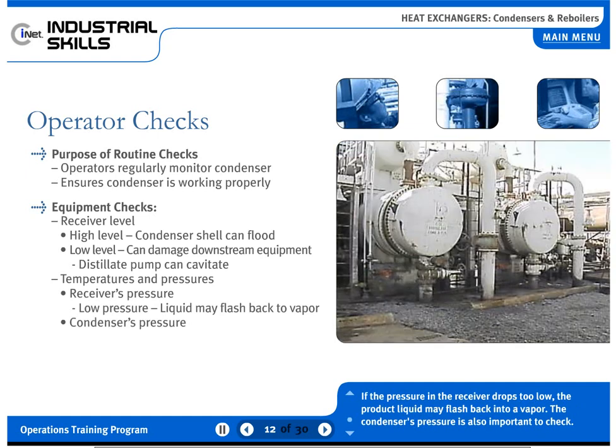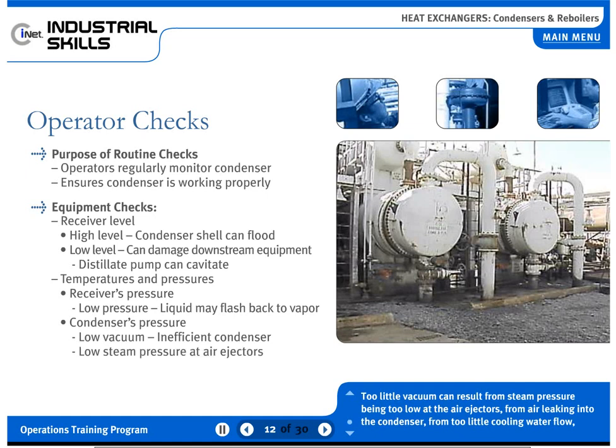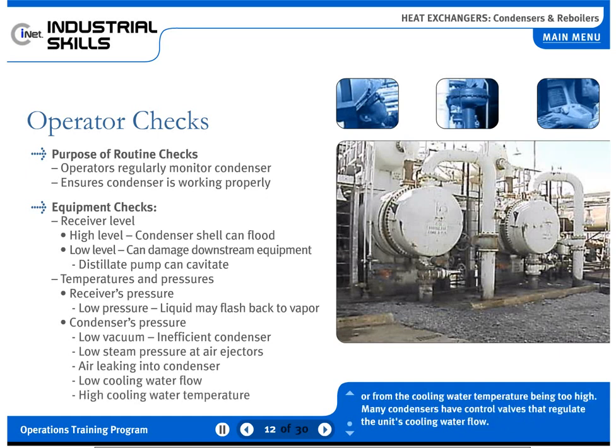The condenser's pressure is also important to check. On condensers that operate under a vacuum, insufficient vacuum may affect the efficiency of the condenser. Too little vacuum can result from steam pressure being too low at the air ejectors, from air leaking into the condenser, from too little cooling water flow, or from the cooling water temperature being too high.